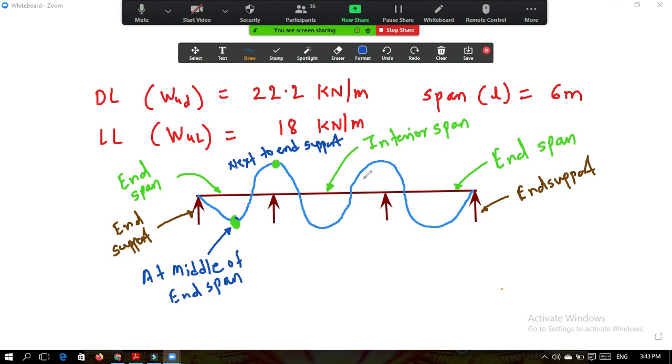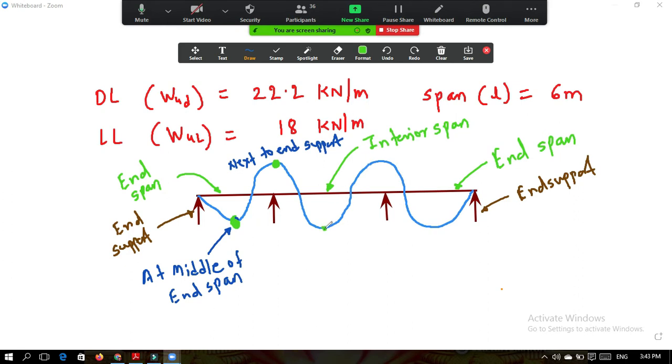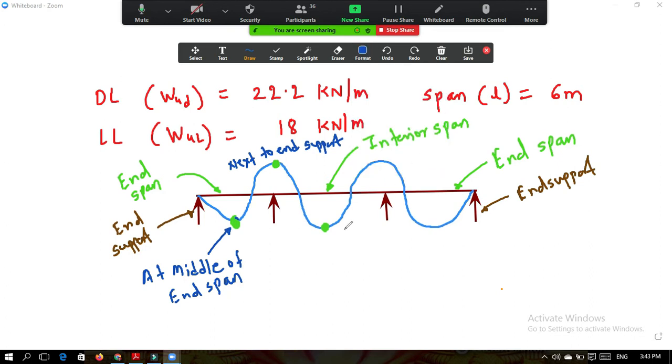Okay, and at the middle of interior span. So this is now the middle portion. So this portion here, at this point, the value is known as at middle of interior span. So now you can easily understand at what points the coefficients are given.